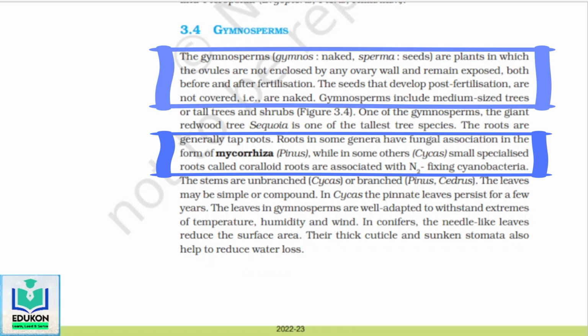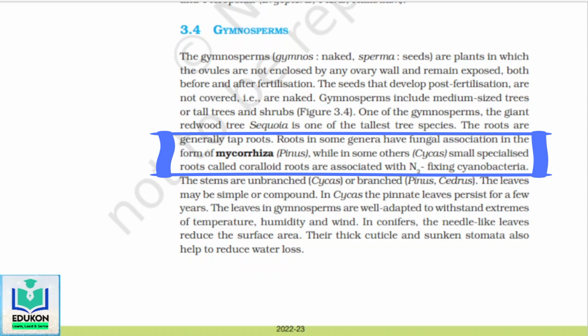The leaves may be simple or compound. In Cycas, the pinnate leaves persist for a few years. The leaves in gymnosperms are well adapted to withstand extremes of temperature. This means the leaves in gymnosperms are suited to the extreme conditions surrounding them, such as temperature, humidity, and also wind.